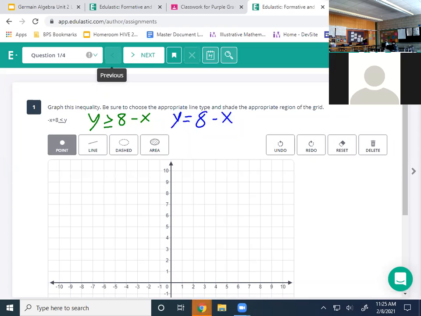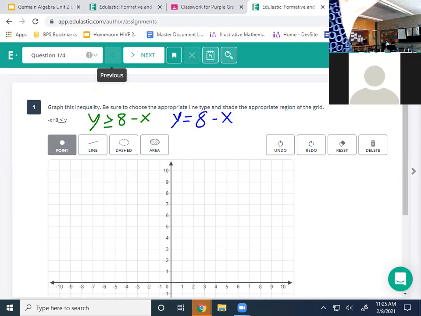So if I want to graph this, how am I going to graph it? What do I do? You know what your slope is and your y-intercept? Good. So where I would start when I graph it, plotting what first? The y-intercept. Good. I'd plot my y-intercept.